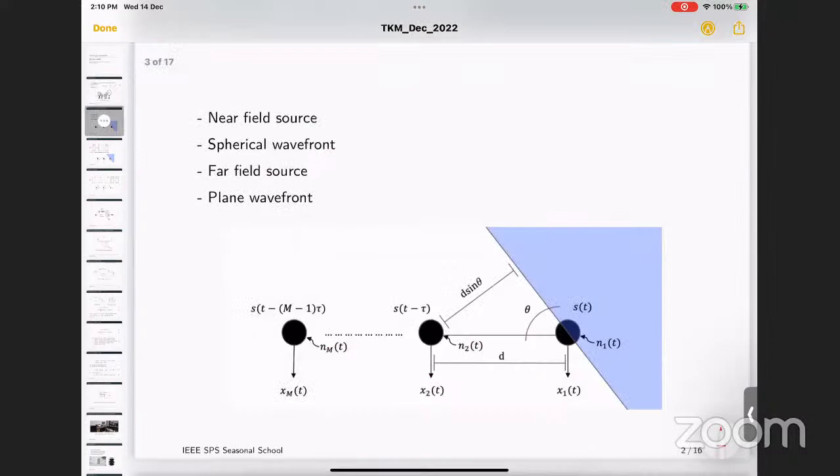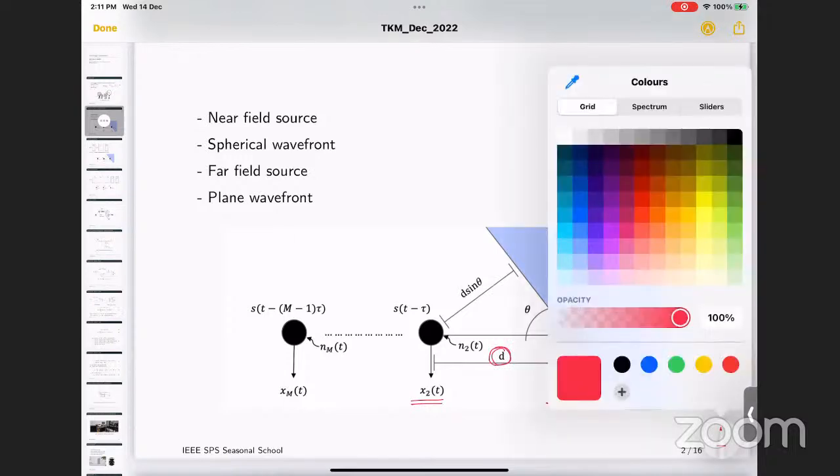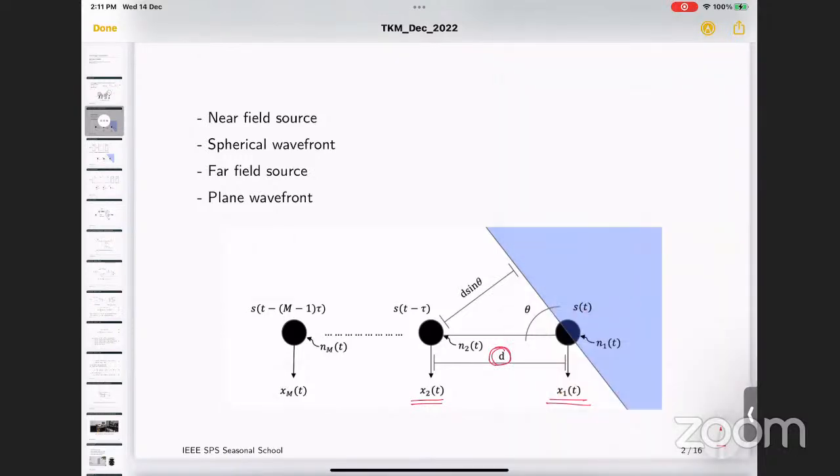First, if you want to look at a simplified problem, I am taking here a uniform linear array, where I have some sensors. The first sensor is giving me an output equal to x1(t). My second sensor is giving me an output equal to x2(t). The gap between them is given by d. Then I have several other sensors, and I have a total of M sensors, which we have arranged in a uniform linear array. This is the term which we will use, ULA. ULA means uniform linear array.